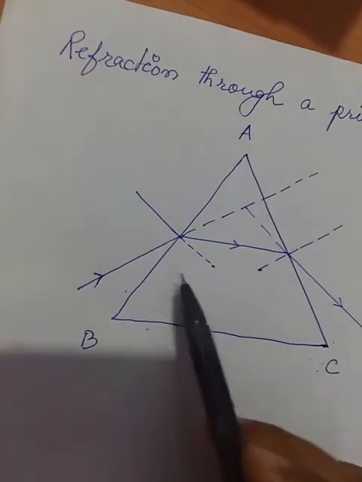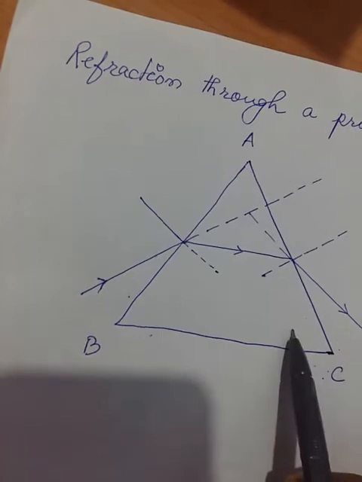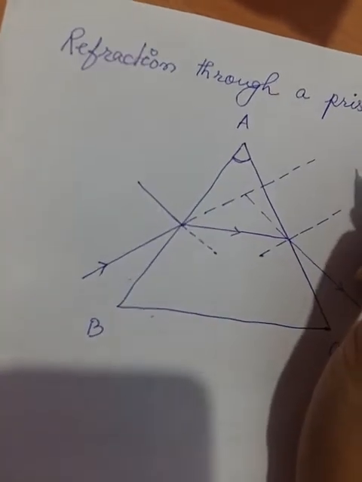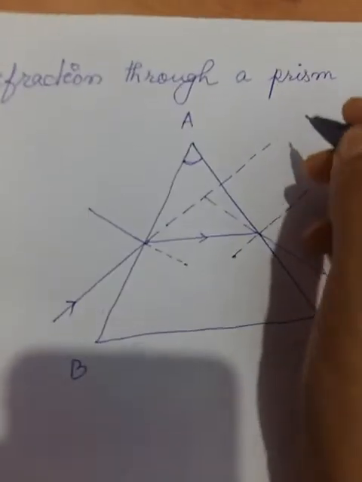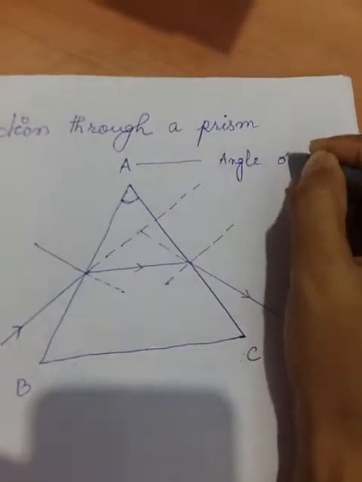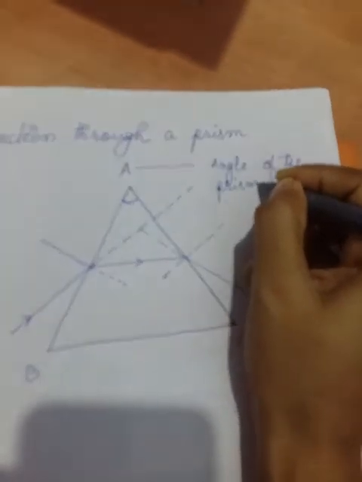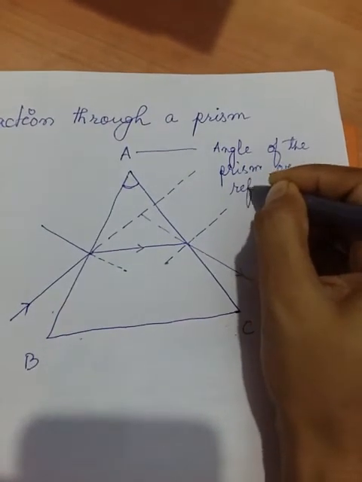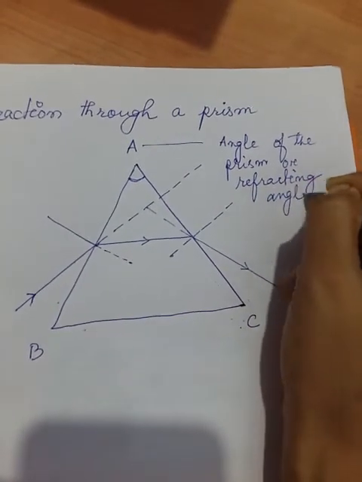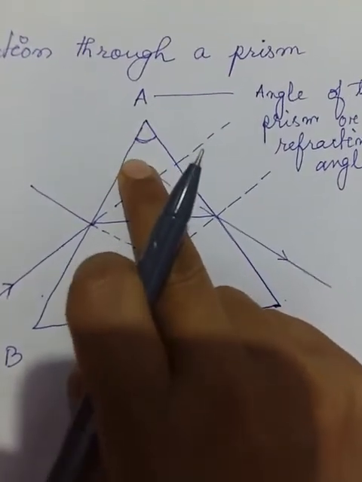The angle between the two refracting surfaces AB and AC is angle A, which is known as the angle of the prism or the refracting angle. It is very important, okay? Refracting angle. So here A is the angle of the prism or refracting angle.